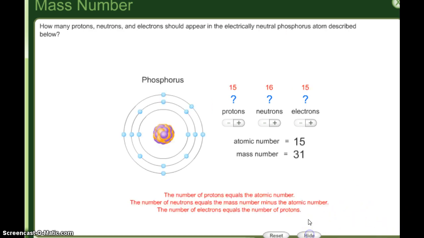Answers are, atomic number is the number of protons, so that's 15. The number of electrons start out the same, so that's 15. The mass number is 31. 31 minus 15 gives us 16 neutrons. Because remember, the mass is how heavy it is, basically, and electrons, we say weigh nothing because they're so tiny.